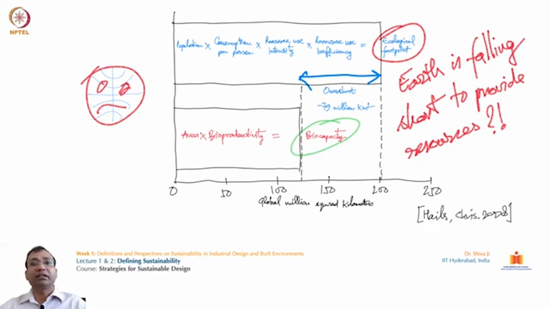There is a formula given to understand that: population multiplied by consumption per person, multiplied by resource use intensity, multiplied by resource use inefficiency. It equals the ecological footprint of any given place. Currently, with the study from the year 2008, it has already overshot the biocapacity by 79 million square kilometers. That means our one earth today, at this rate of consumption, has already fallen short by these many square kilometers, which is very absurd.